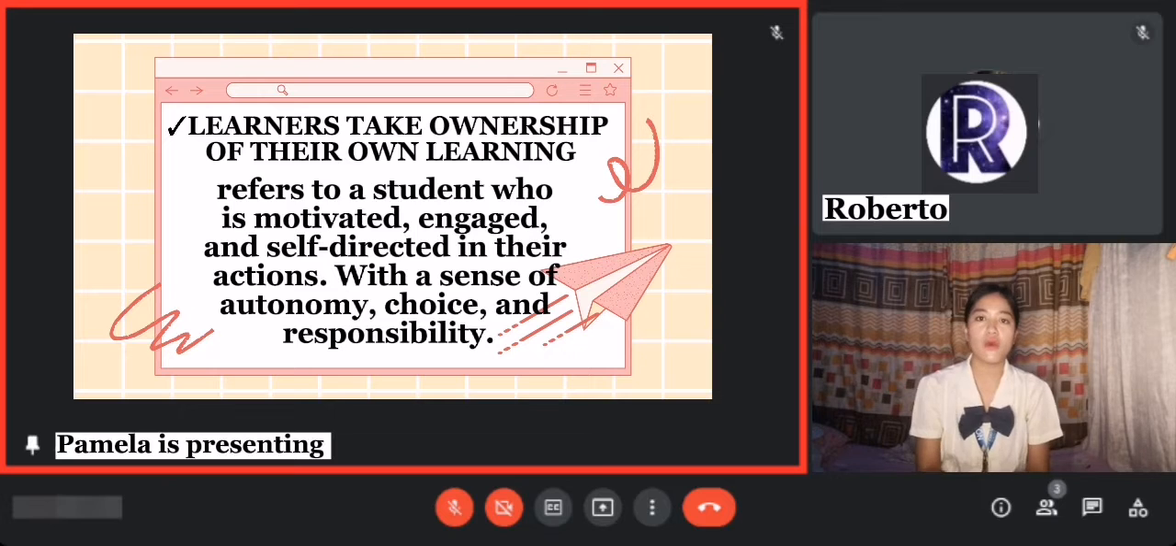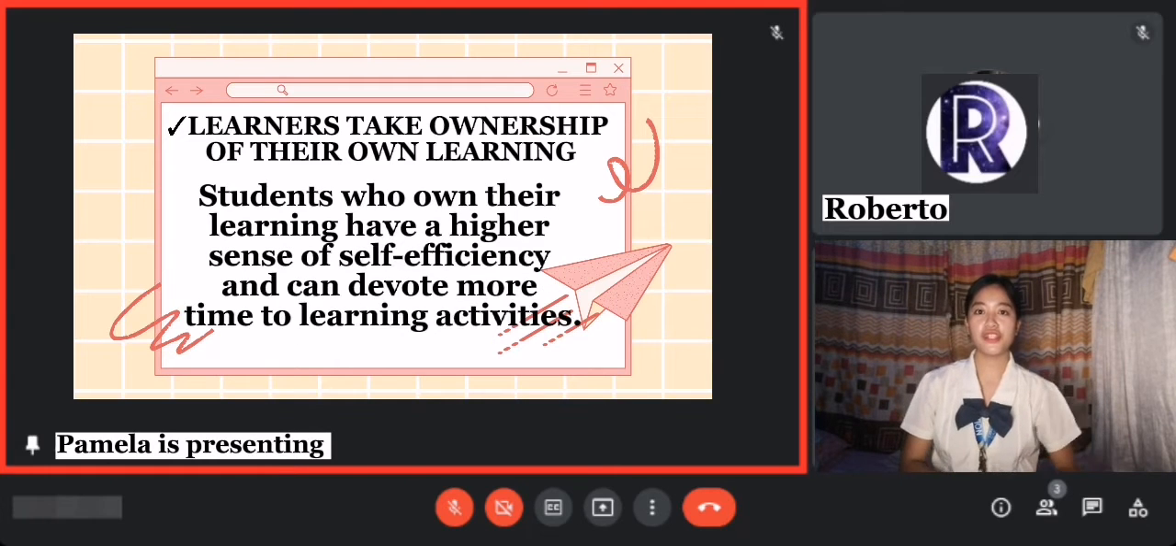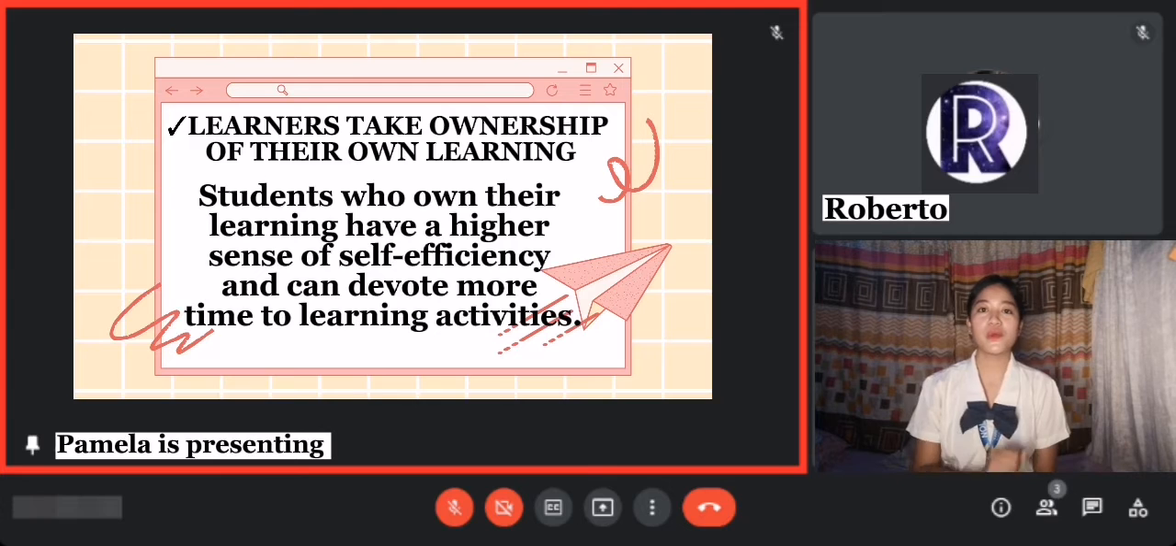Learners naturally want to make decisions that matter to them, seek goals that are relevant to them, and feel in charge of both their triumphs and failures. Learners taking ownership of their own learning has its importance. Students who own their learning have a higher sense of self-efficacy and can devote more time to learning activities.